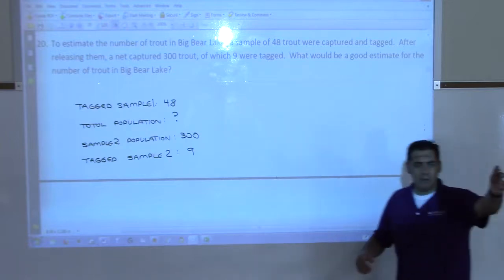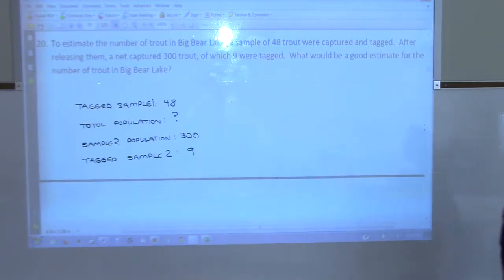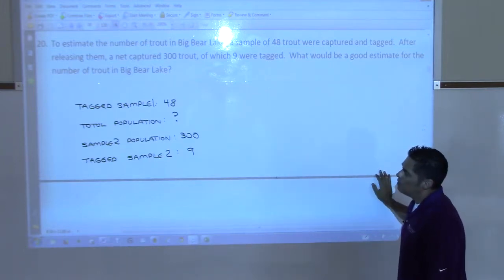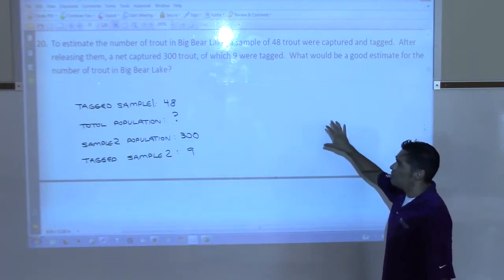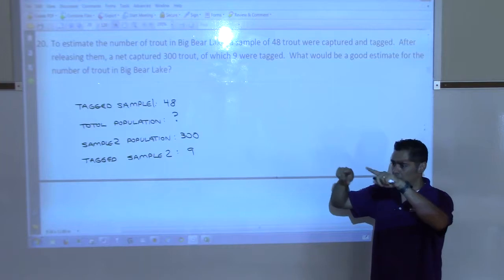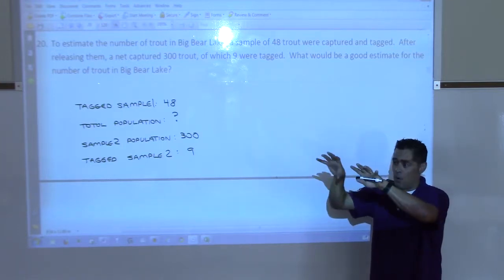One gum stick was 5 calories. Can somebody give me something from here? 48 over 1 and then 9 over 300. I think you're a little ahead of me. You're actually doing the second part. I'm saying, you know how we did one stick of gum was 5 calories? I want that first. Can someone give me that part?